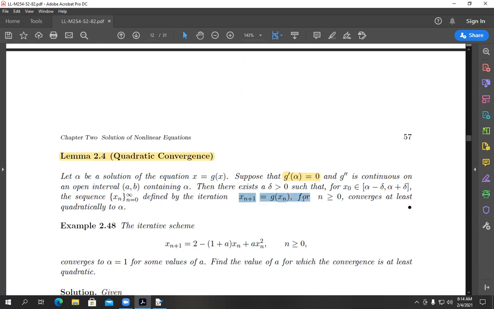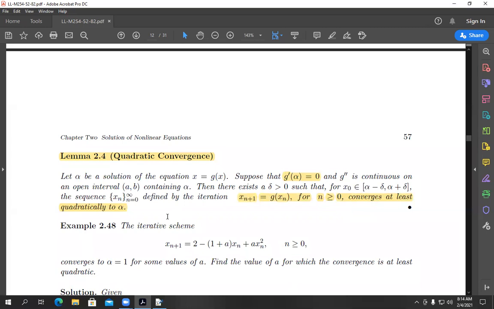say this method converges at least quadratically. At least quadratically means what? At least quadratic means the minimum value of r is 2, but maybe 3, maybe 4. We have no guarantee for this case here. If you find g dash alpha is equal to 0, then it is 100% guaranteed that the convergence of the method is at least quadratically.